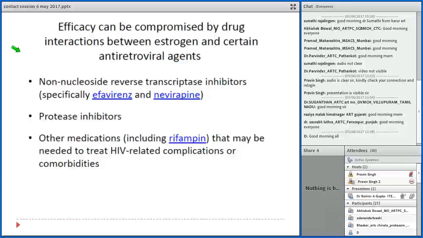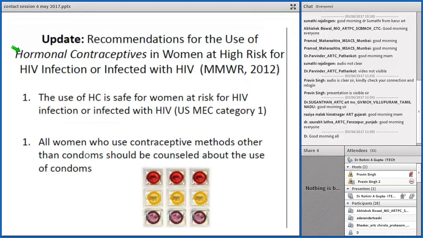So efficacy can be compromised by drug interactions between estrogen and certain antiretrovirals. This is NNRTIs, that is efavirenz, and protease inhibitors. And remember, if the patient is on ART and ATT, then other medications including rifampicin, again an inducer, will reduce the efficacy of oral contraceptives.